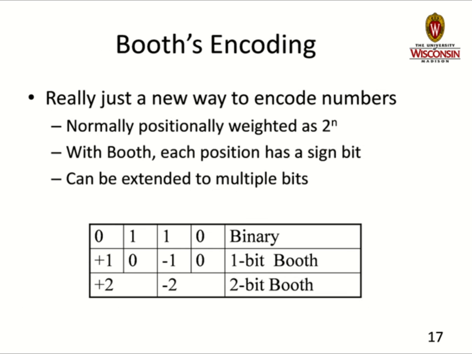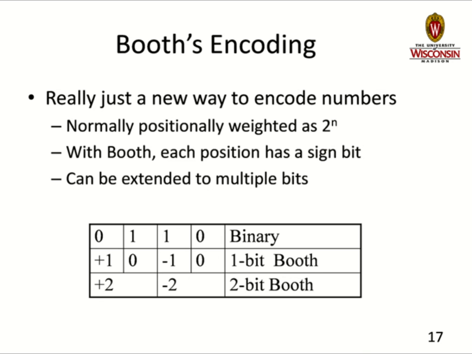The other way to think about Booth's encoding is just to think of it as a new way to encode numbers. So normally in binary numbers, we use positional weighting as 2 to the power n. With Booth encoding, each bit position effectively has a sign bit. What that allows us to then do is to look at that sign bit in the Booth encoded form and decide whether we need to add or subtract for that particular bit position.